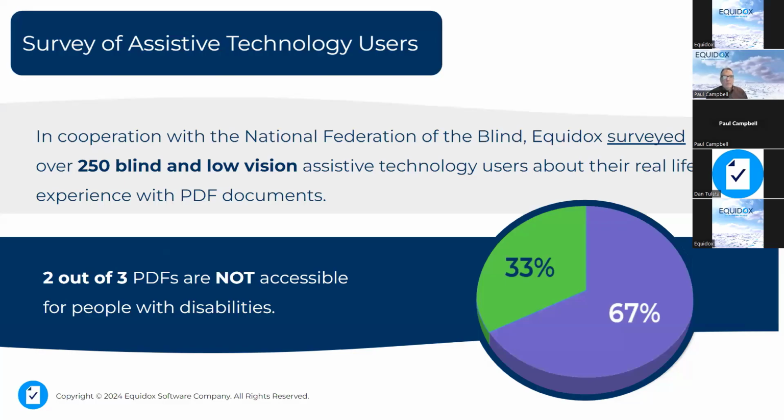Equidox, in cooperation with the National Federation of the Blind, surveyed about 250 blind and low vision individuals who rely on screen readers every day to interact with PDFs. Based on this survey, we found that at least 2/3 of the documents that they interact with are inaccessible to people with disabilities. If you put yourself in the shoes of a blind person, you can quickly imagine how frustrated you would be if you could not read 2/3 of the documents that you came in contact with on a daily basis. And on top of that, imagine the potential privacy issues if you have to go ask your neighbor to read to you your monthly bank statement or your credit card charges or your investment portfolio summary, whatever that document might be. Obviously, you want to keep that information confidential and private.